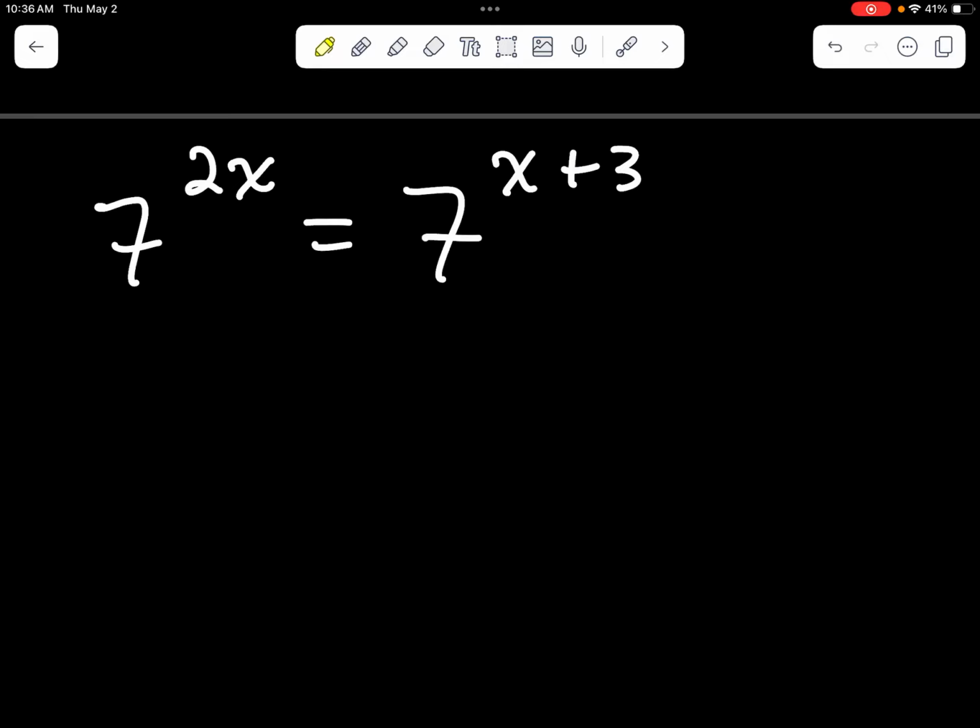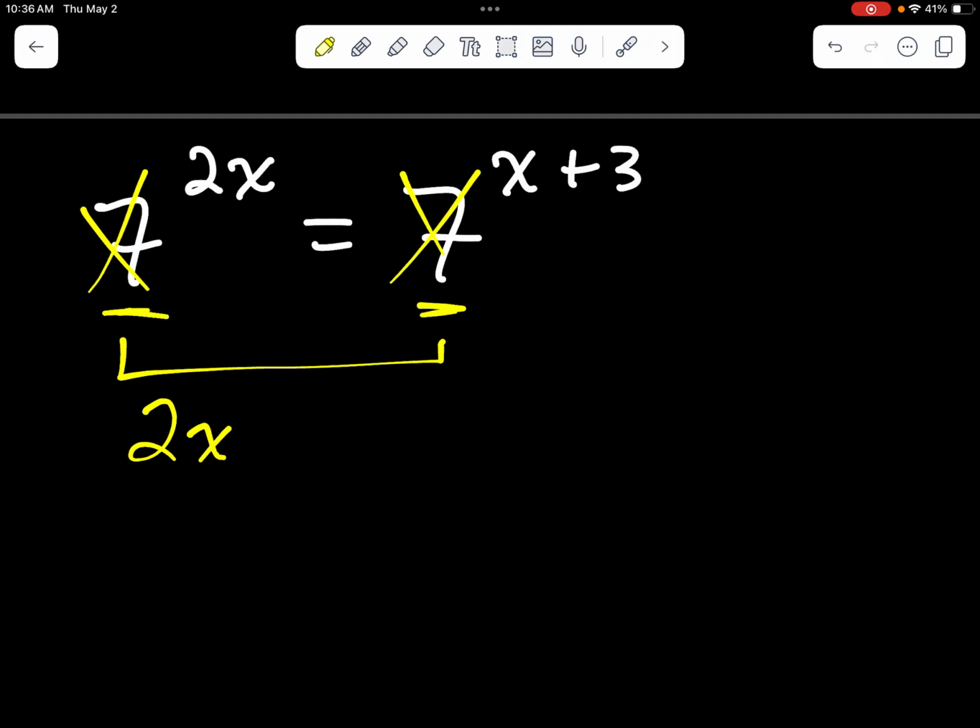I'm going to show you guys how to solve exponential equations without using logs. The goal is to get the base equal to the same base on the other side of the equation. So I have 7 to the 2x power equals 7 to the x plus 3 power. Since these bases are the same, we are going to cross them out, and you simply take the exponents or the powers and use them as your new equation.